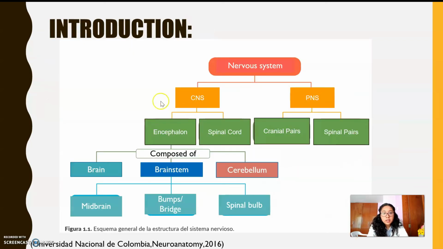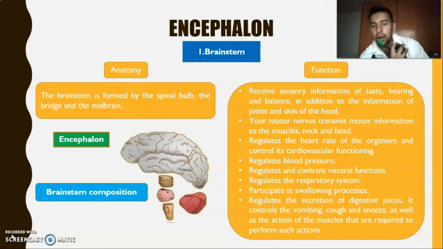Now we will explain the composition of the encephalon, starting with the brainstem. Okay, so now I'm going to talk about the brainstem, its function, and its anatomy. The brainstem is formed by the spinal bulb, the middle brain or the midbrain, and the bridge. As you can see here in the diagram, we have the encephalon, which is the big part, and we have the brainstem composition. As I said, we have the spinal bulb, the midbrain or middle brain, and the bridge.